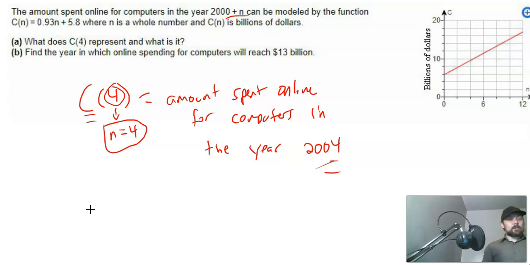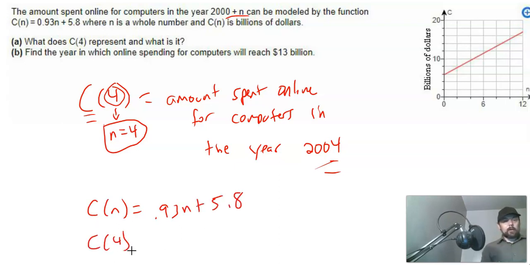What is it actually equal to? So we'll take c of n, which is 0.93n plus 5.8. I'm going to plug in 4 for n, so I'll get 0.93 times 4 plus 5.8.